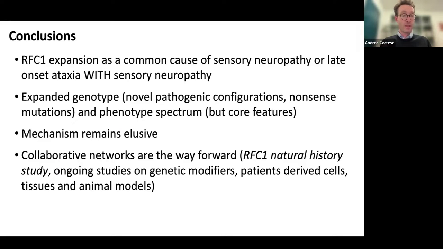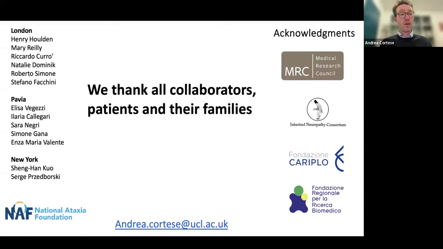And this is a message to the diagnostic labs. I think it's fair to say that the mechanism ultimately of why this biallelic repeat expansion leads to progressive neurodegeneration in such a selective way of the cerebellum, sensory neurons and the vestibular system, we still don't know, and we need to understand it in order to treat the disease. But I think the collaborative networks involving patient associations are the way forward. And we have multiple projects that, if you're interested, please feel free to contact me or NAF.